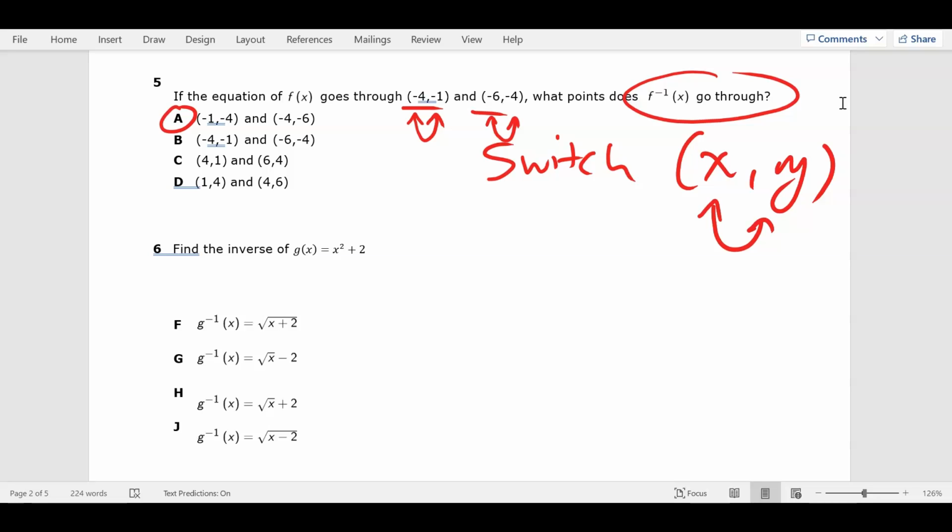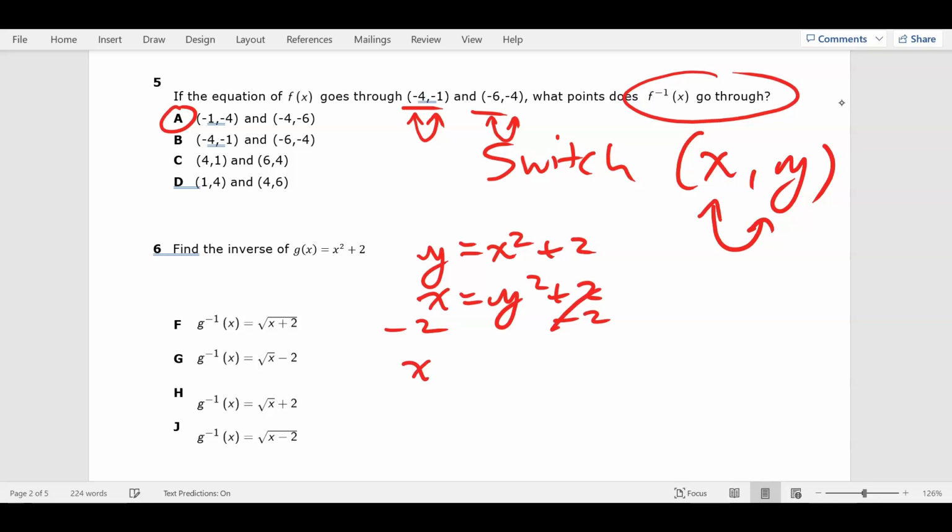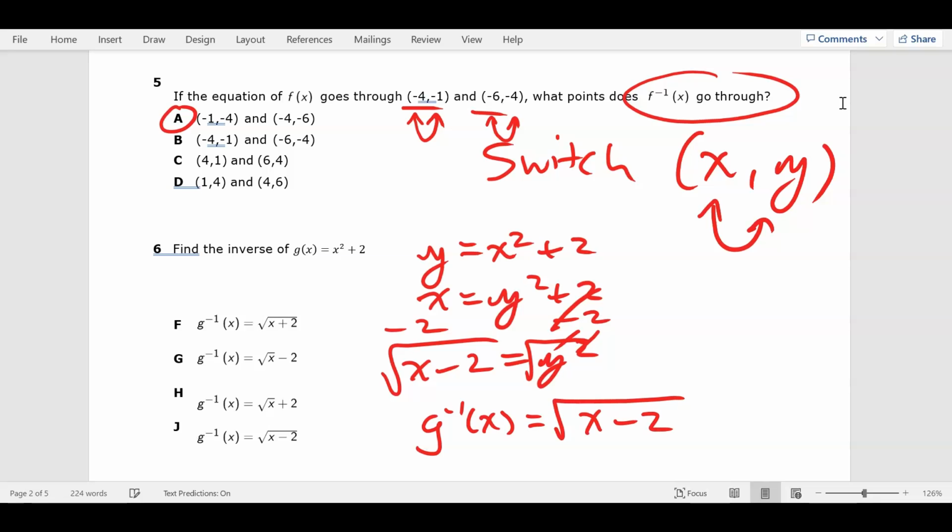Okay, inverse of a function, once again, turned into y equals x squared plus 2. Switch x and y. And then we're going to solve for y. Get rid of the loner. Minus 2, minus 2. X minus 2 is x minus 2. Now, last step to get rid of a square is to square root. And square root the whole thing. So the inverse of G is the square root of x minus 2. The whole thing is underneath the square root because the whole side was square rooted. And we get letter J.